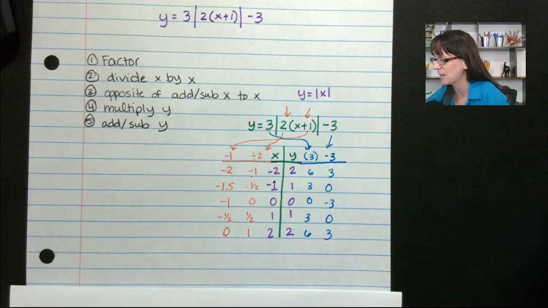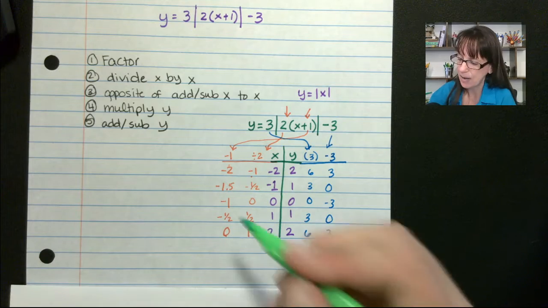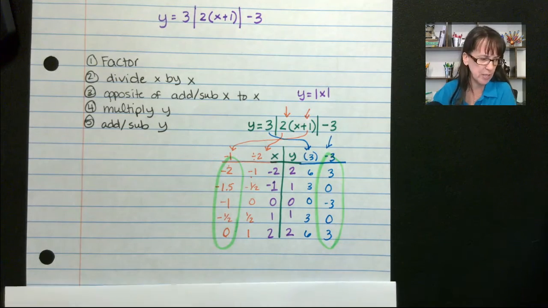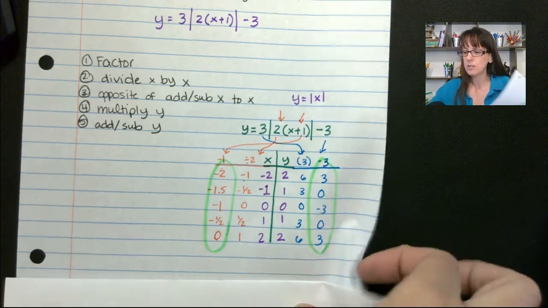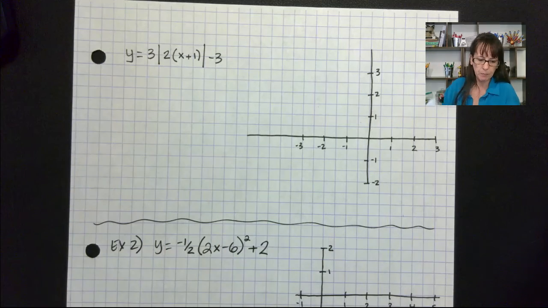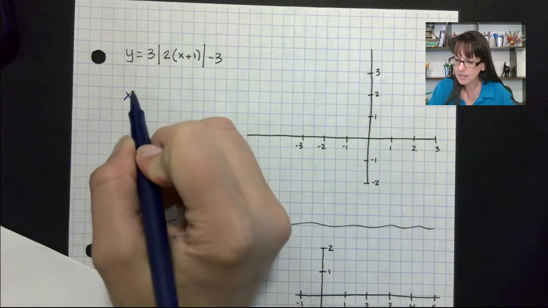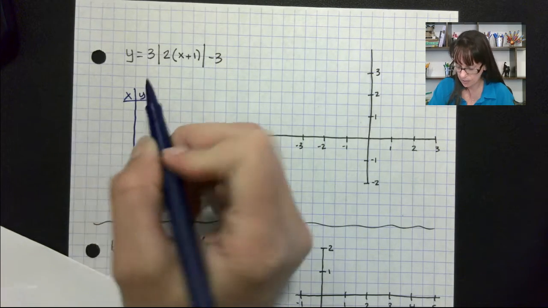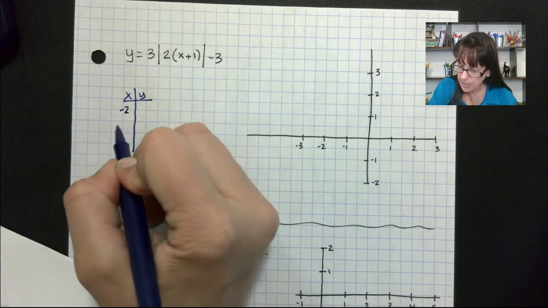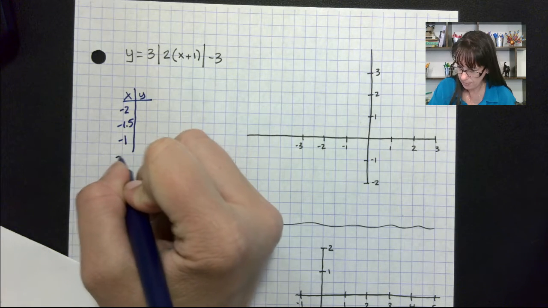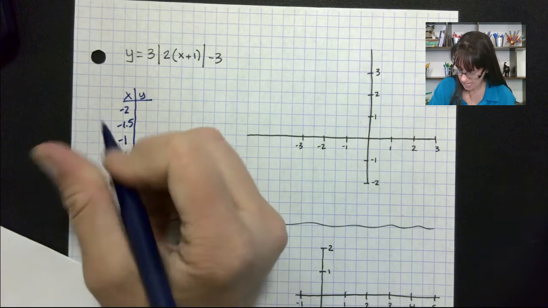And so here's what I was thinking. Let's circle these that we're going to be graphing. Here's our x, here's our y. And what I'm going to do is transfer that to our table over here. So here's the equation that we've been working on, right up here. And so our x and y chart looks like this. We have x, y, and so we have -2, -1.5, -1, -1/2, and 0.